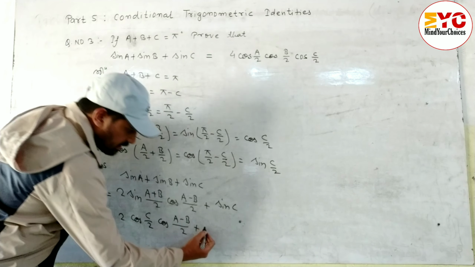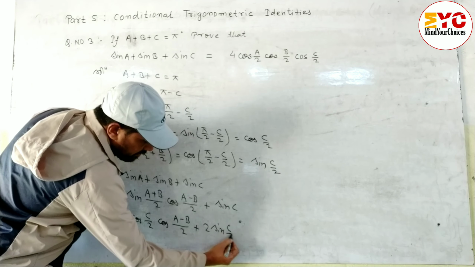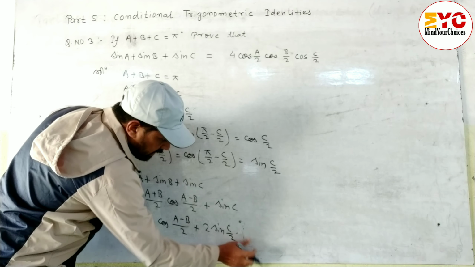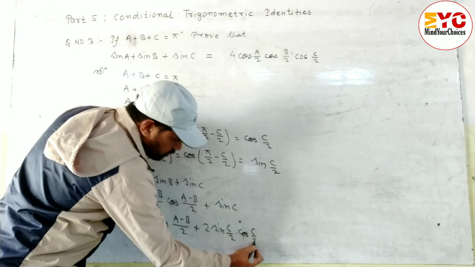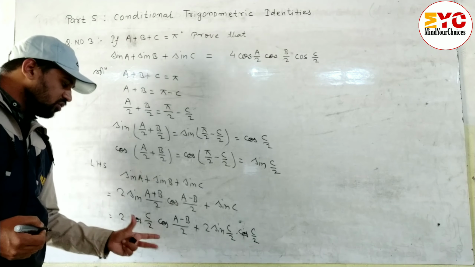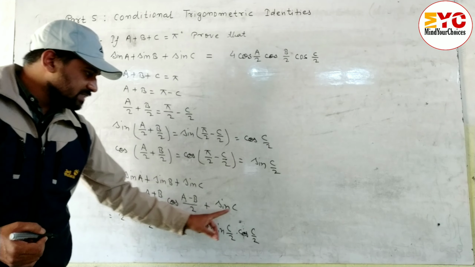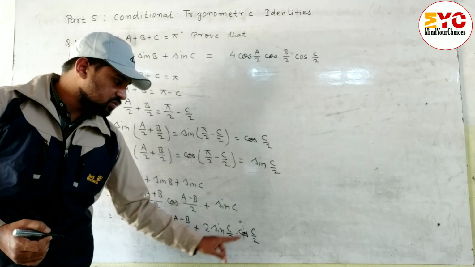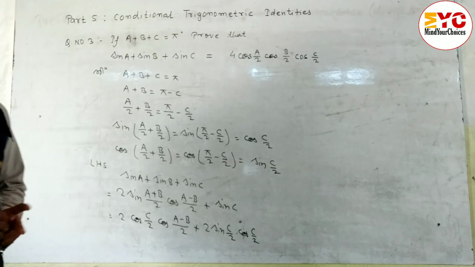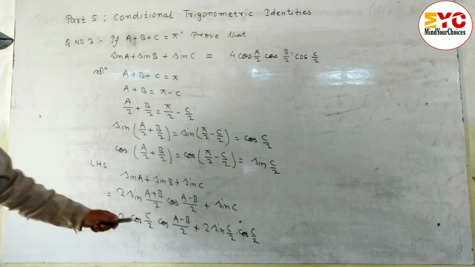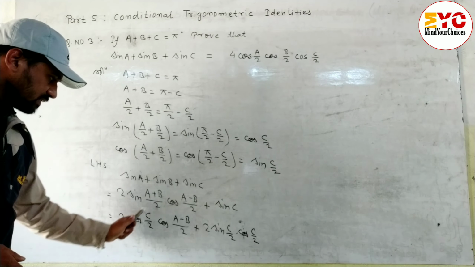The sine c formula is 2 sine c by 2 cos c by 2. Using this multiple angle formula here, cos c by 2. Either cos here or sine here, no problem, we can take common here. Now the sine c formula is 2 sine c by 2 cos c by 2. Always we have to use this formula. Okay, now we have to take common, and the common is 2 cos c by 2.